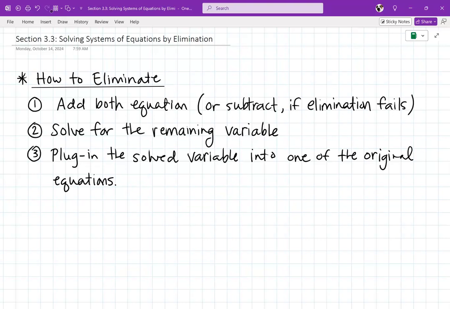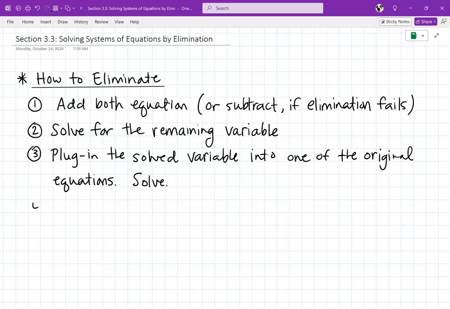So you're going to plug in the solved variable into one of the original equations. Which one? You get to pick. I always pick the easiest looking one. I try not to make things more complicated than they already are. So you're going to plug it into one of the original equations. Then I'm going to solve. If you plugged it in, there's going to be a way for you to solve for whatever variable is left over. Okay, then solve.